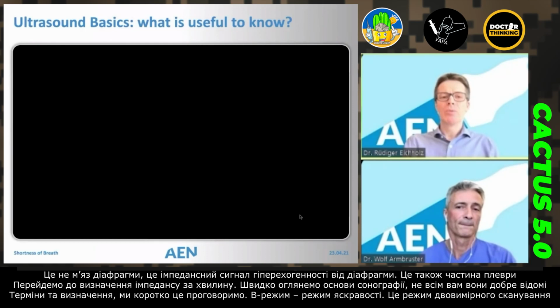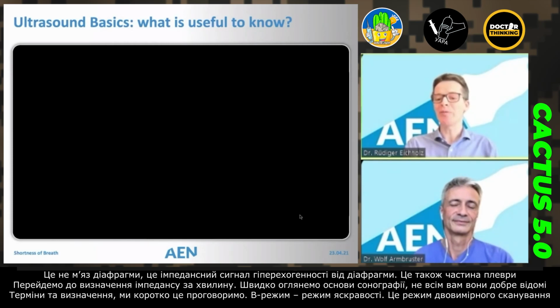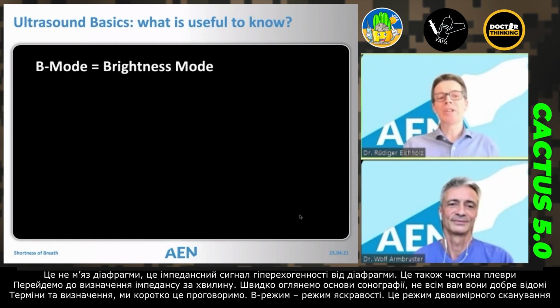So we will quickly go through some ultrasound basics, because for some of you it might not be so common. We're talking about certain terms and definitions, and we just quickly go over them. For the experts, I know you, it's more a matter of how to explain things, as you probably do yourself. So of course we need the B mode, the brightness mode. What is brightness mode, Wolf?